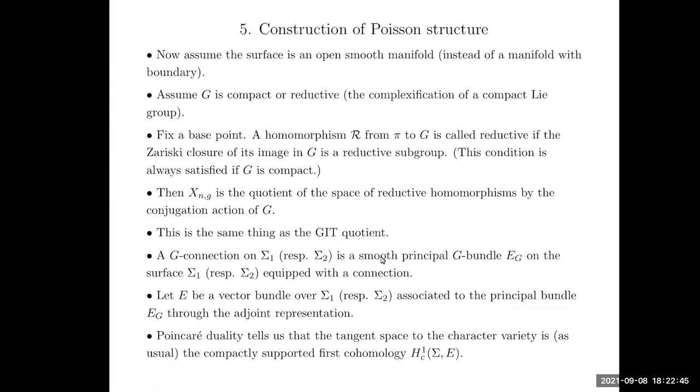Let E be a vector bundle over the surface, sigma 1 or sigma 2, which is associated to the principal bundle E sub G through the adjoint representation. Poincare duality tells you that the tangent space to the character variety is the compactly supported first cohomology H1 with coefficients in E. That is familiar from, for example, the work of Atiyah and Bott.